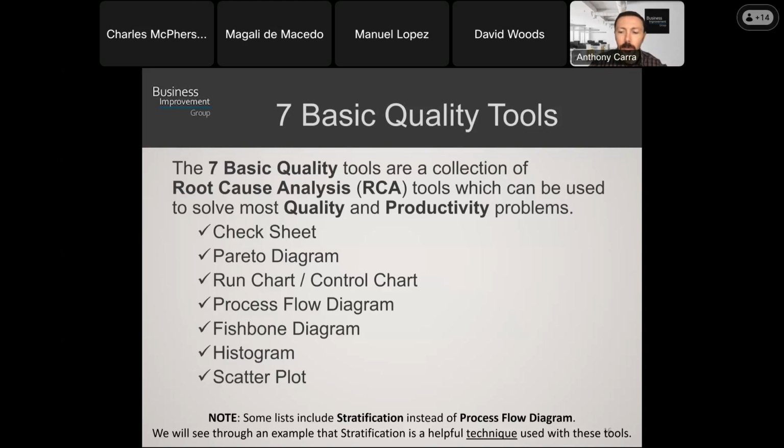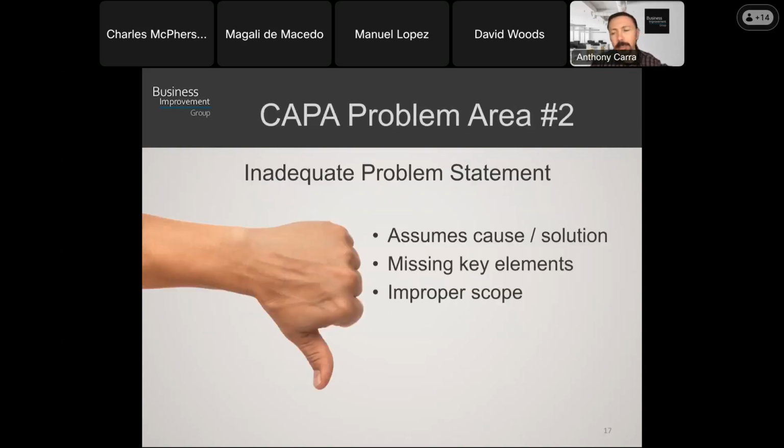So like I said, follow a systematic approach and use appropriate tools. Get familiar with enough tools that you have an arsenal at your fingertips for the different types of problems you may come across in your CAPA process. Counting down, CAPA problem area number 2, inadequate problem statement.